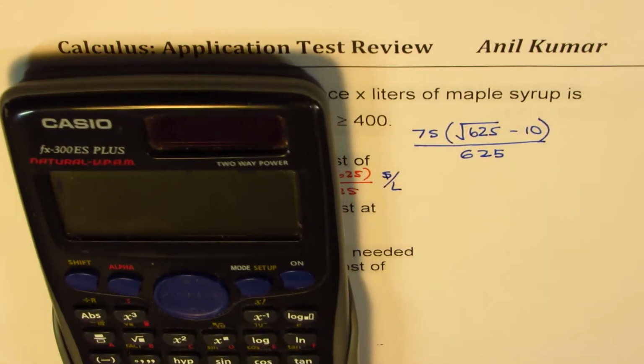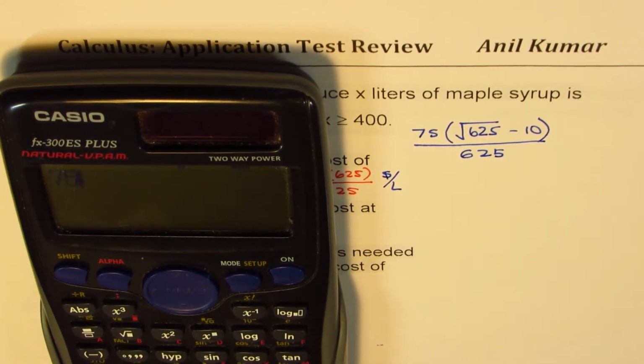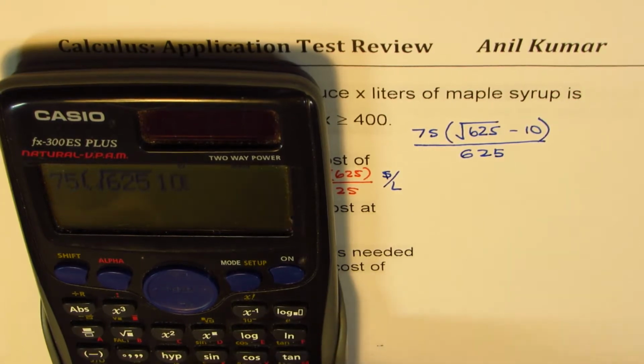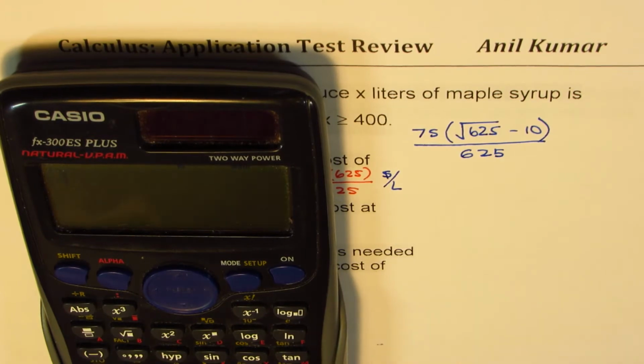Units can help you to get to the equation also. Remember that. So we have 75 within brackets, square root of 625, which you know is 25, minus 10, bracket close, equal to 1125, right? So that is the numerator.